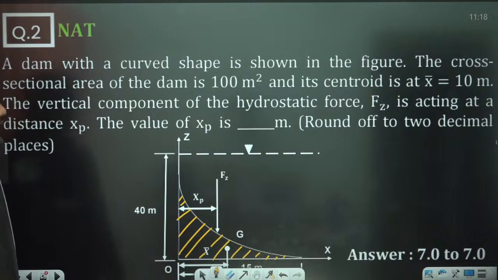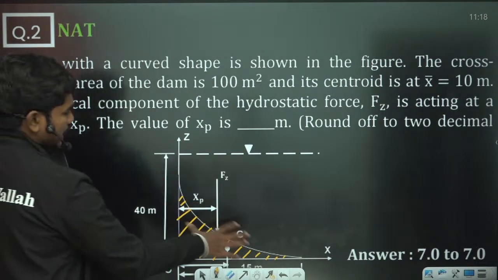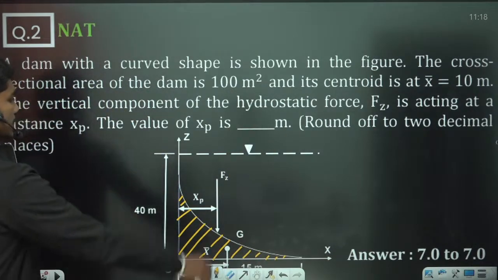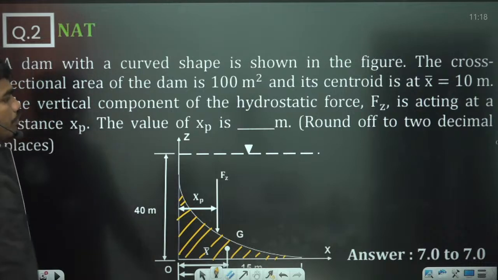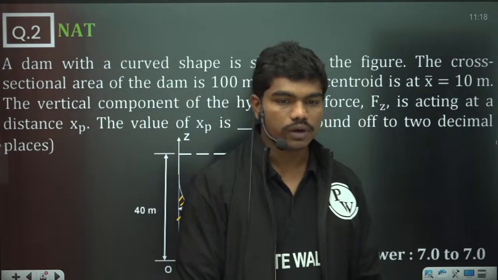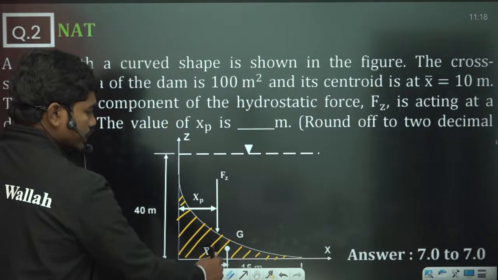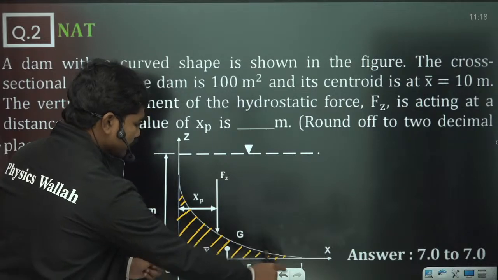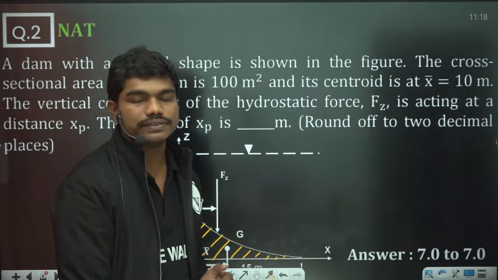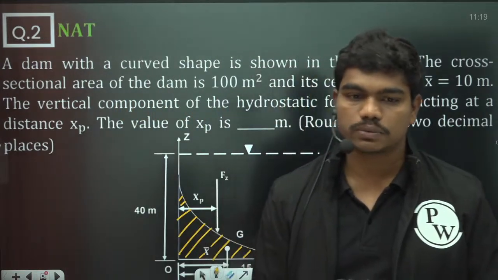The vertical component of the hydrostatic force Fz is acting at a distance of xp. On this dam there will definitely be a vertical force, which is nothing but the weight of the fluid that is supported. This force is acting at a distance of xp. The value of xp is dash meters, rounded off to 2 decimal places. The base of the dam is given as 15 meters. Now they are asking what is the value of xp. This is actually a previous question in XE, around 2007-8, but it is a very good question, so I thought of giving it to you here.